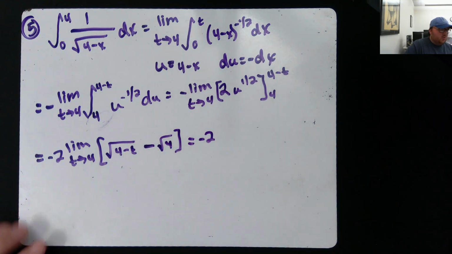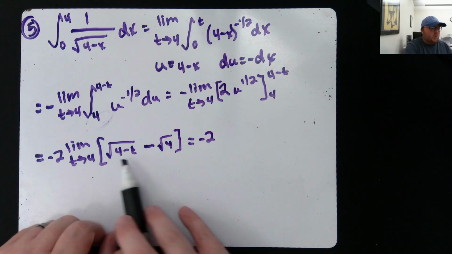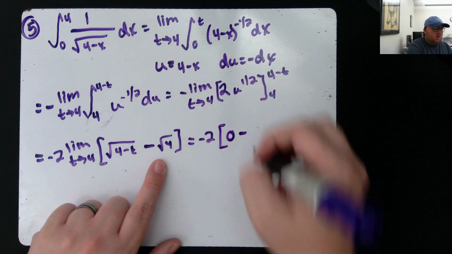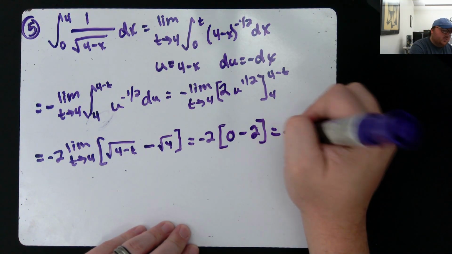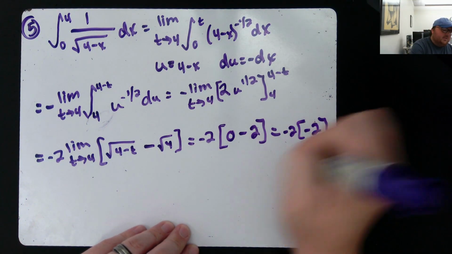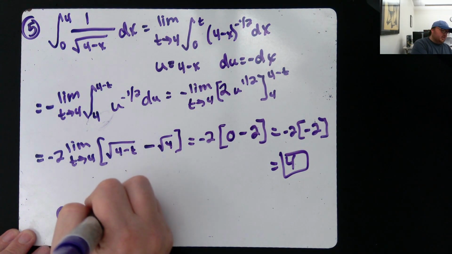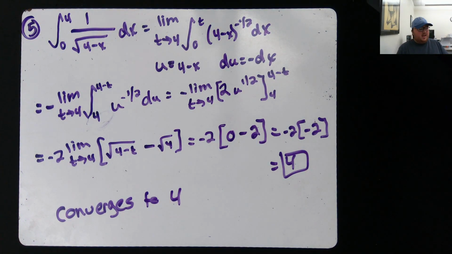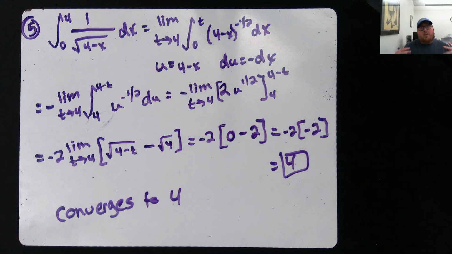That's going to be negative 2. The limit as t goes to 4. Plug in a 4 right there. 4 minus 4 is 0. Square root of 0 is 0. Minus the square root of 4. Square root of 4 is 2. 0 minus 2 is negative 2. Negative 2 times the negative 2 is 4. So this converges to 4. It's not as hard whenever it's just a number because, for the most part, most times, you could just plug it in and get it.